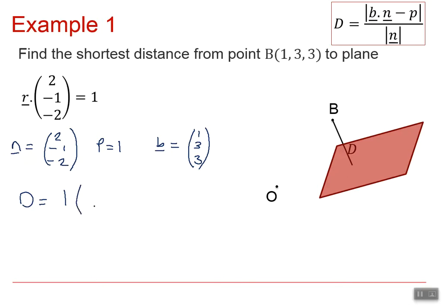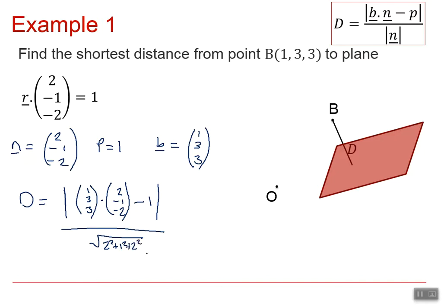So it's the modulus of the dot product of b and n, (1, 3, 3) dotted with (2, -1, -2), subtract p, which is 1, and then that's all over the square root of 2 squared plus 1 squared plus 2 squared. That's the magnitude of n.